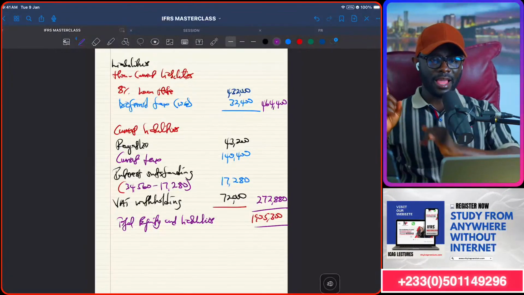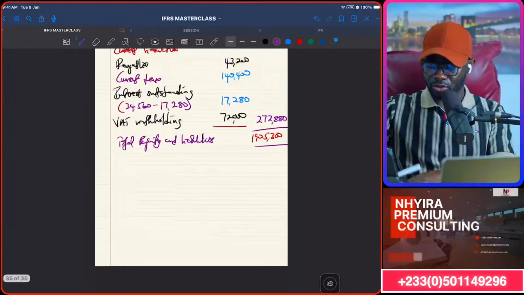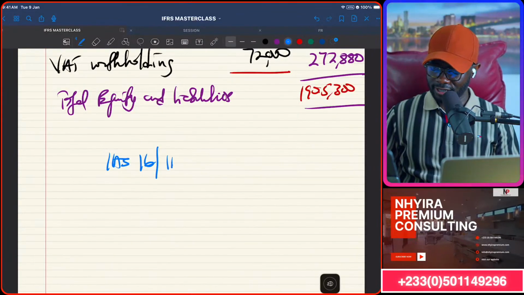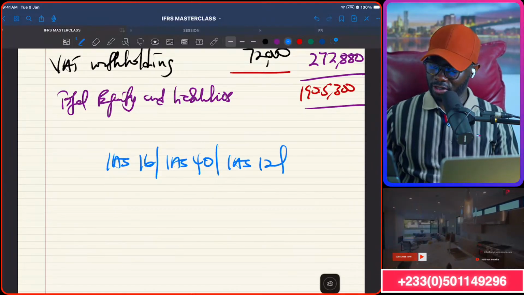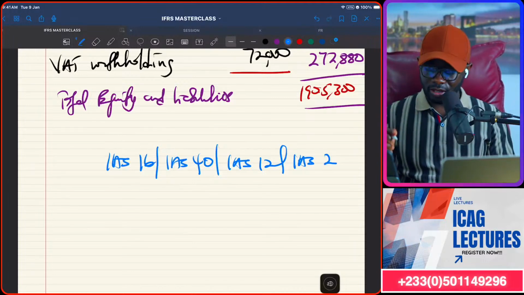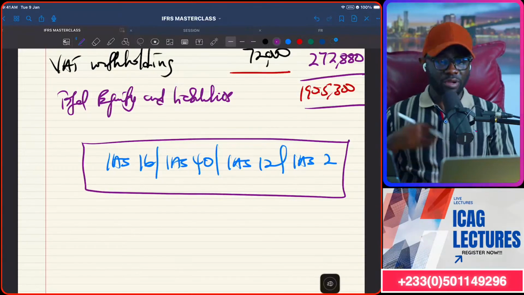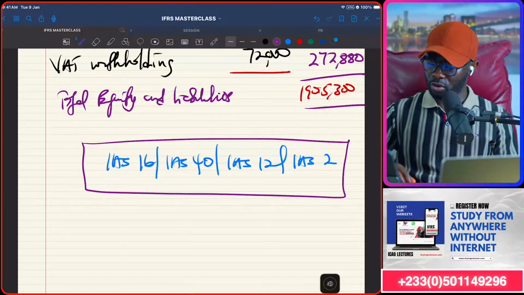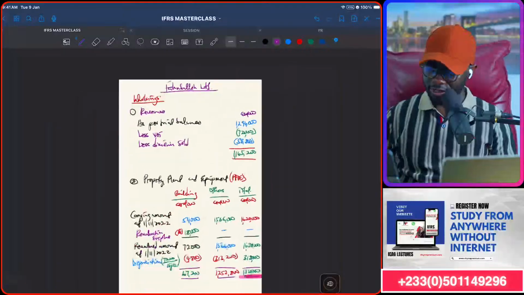minutes. IAS 16, IAS 40, IAS 2, and then IAS 12. So IAS 16, IAS 40, IAS 12, IAS 2. So these are the thematic accounting standards that are applicable in the question, plus certainly the conceptual framework. So that's what you must understand there in respect of this question.